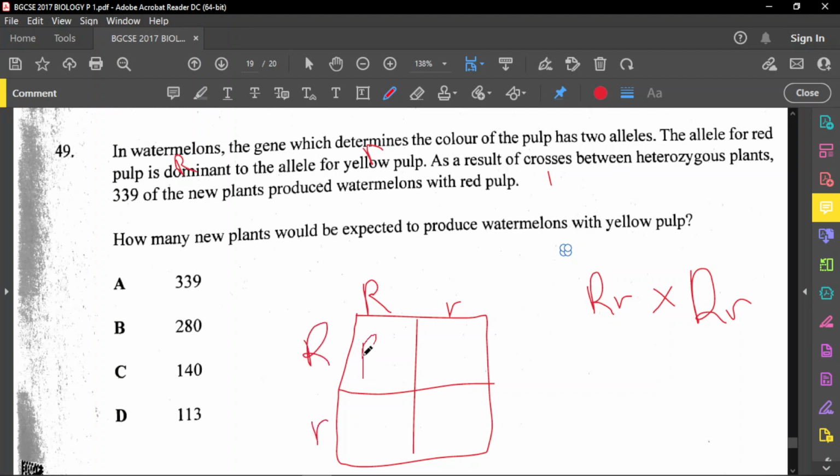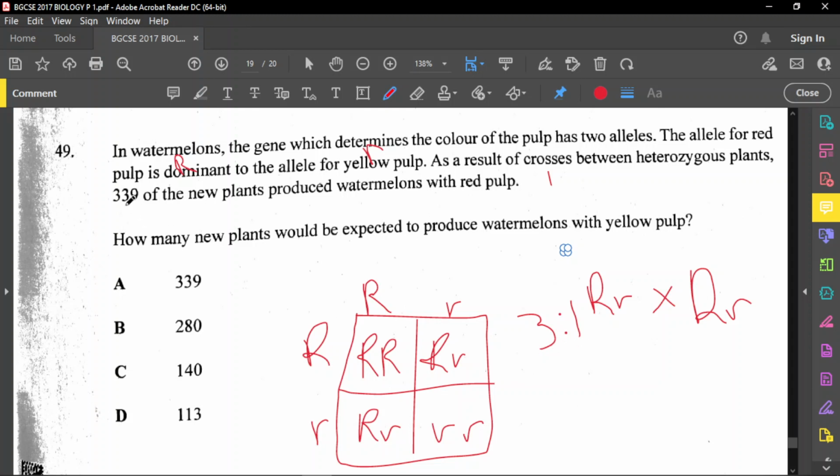And so here you have 2 uppercases, and so that is RR. And then here you have an uppercase and a lowercase. Here you have an upper and a lower. All right? Upper, lower. And here you have 2 lower. So just to make note, all these with the uppercase R are going to be red, and the one with the lowercase r is going to be yellow. And so it's a 3-to-1 ratio in phenotype. That means 3 red, 1 yellow. All right? Which means that 75% is red, 25% possibility of being yellow.